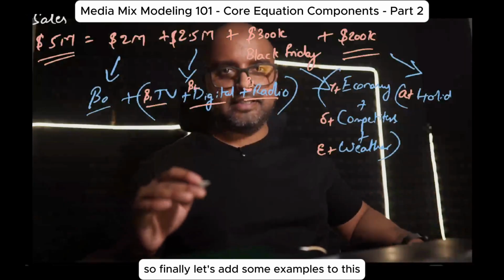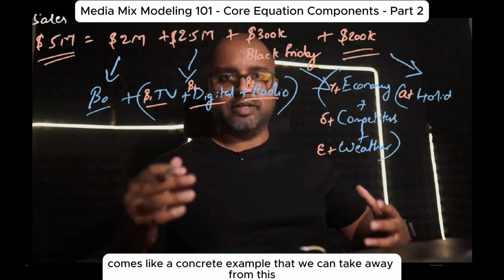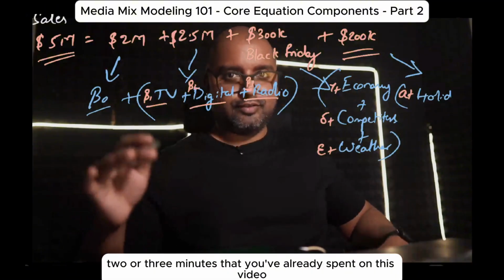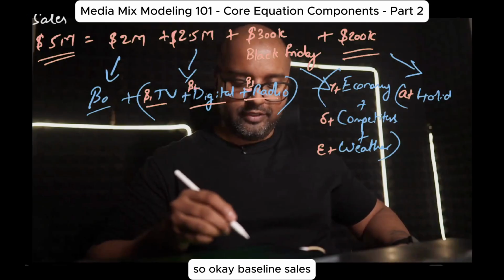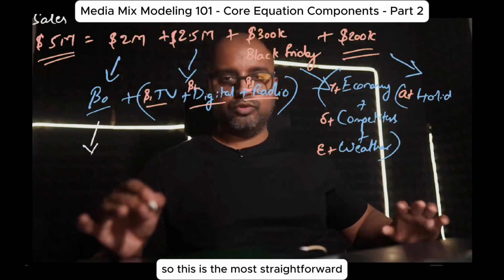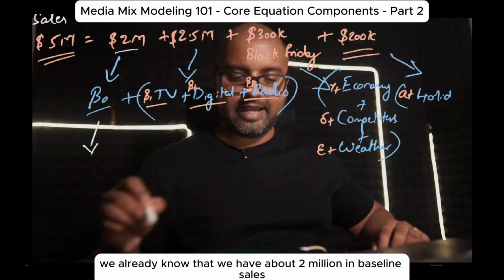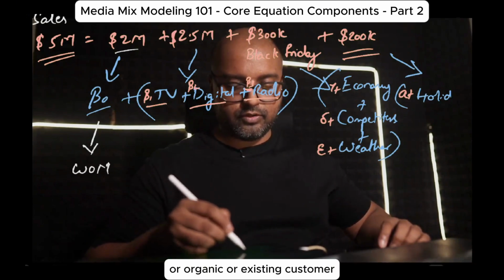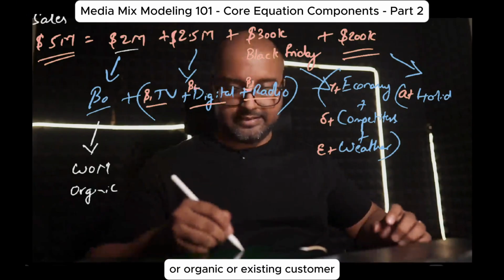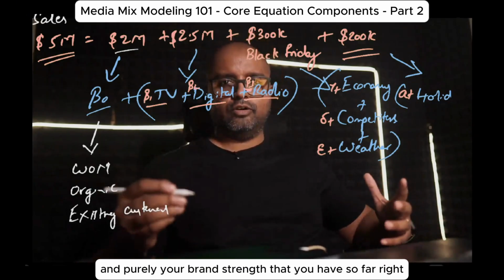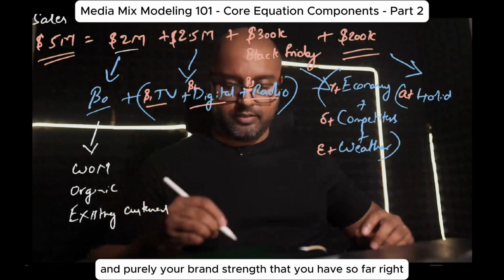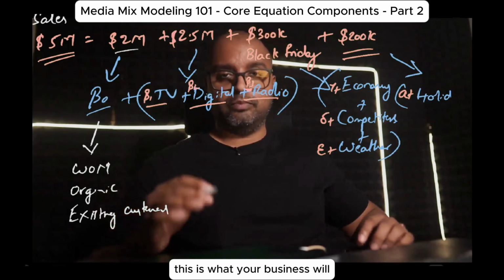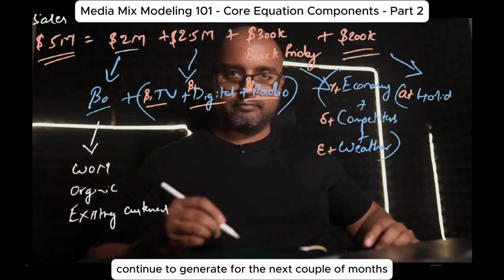So finally, let's add some examples to this so that it becomes a concrete example that we can take away from these 2 or 3 minutes that you've already spent on this video. So, okay, baseline sales. This is the most straightforward. We already know that we have about 2 million in baseline sales, which means this is coming from word of mouth, organic, or existing customers and purely your brand strength that you have so far, right? So if you were to not do any other activity, this is what your business will continue to generate for the next couple of months.